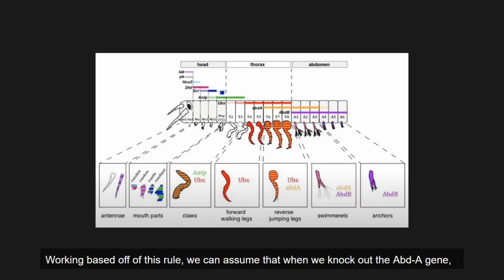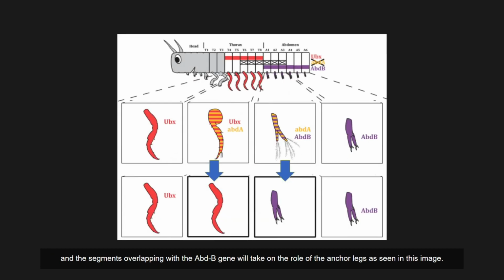Working based off of this rule, we can assume that when we knock out the abdominal A gene, the segments overlapping with the UBX gene will take on the role of the forward walking legs, and the segments overlapping with the abdominal B gene will take on the role of the anchor legs as seen in this image.